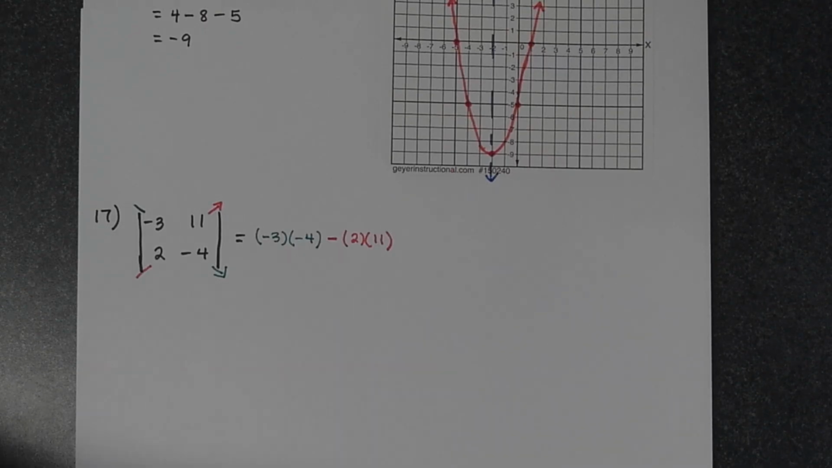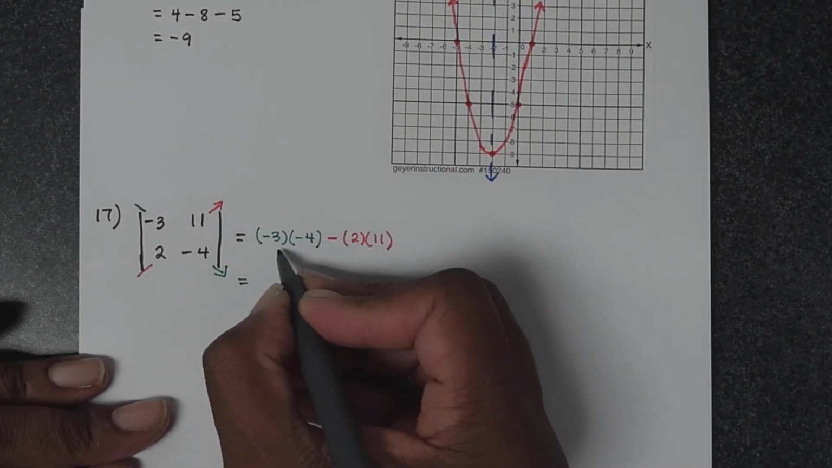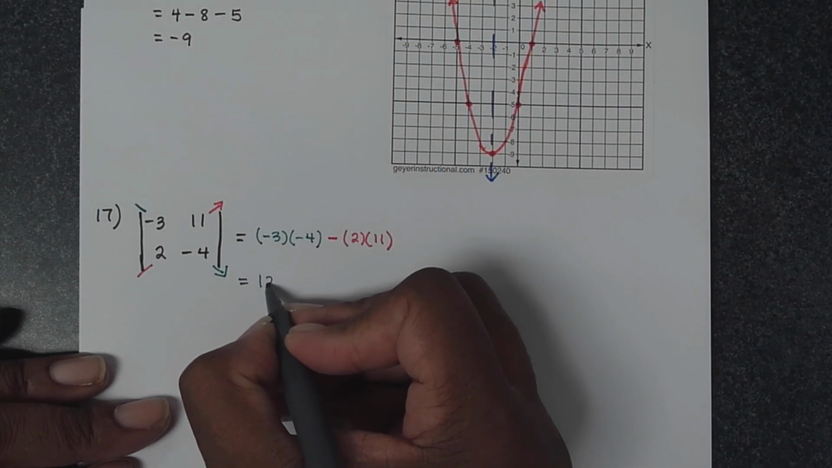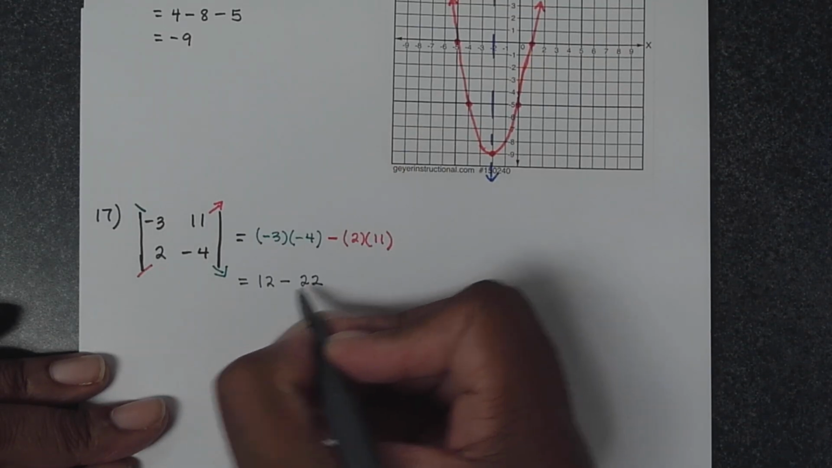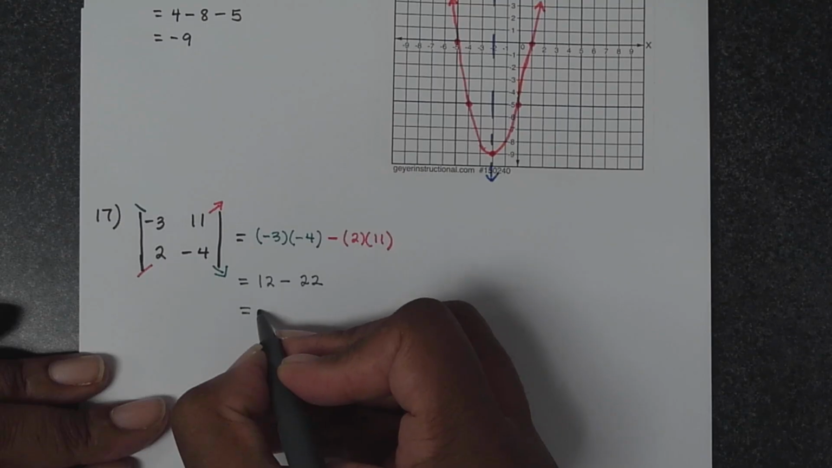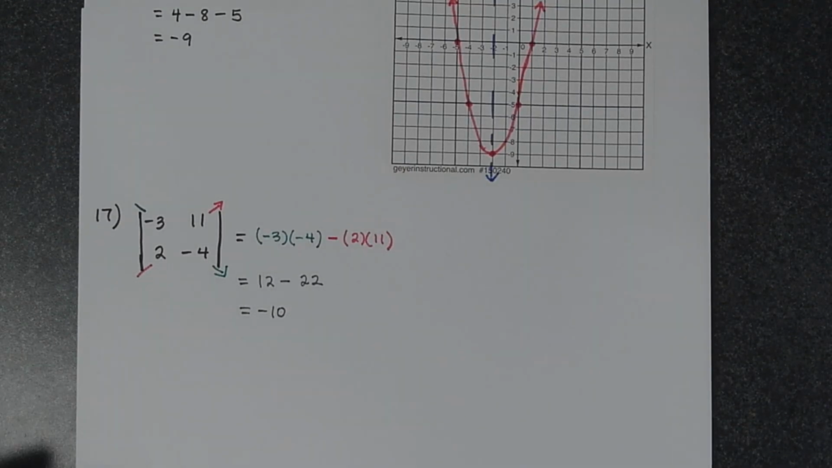Now, simplifying this, negative 3 times negative 4 is 12, minus 2 times 11 would be 22. 12 minus 22 ends up being negative 10. So the determinant of that 2 by 2 matrix would be negative 10.